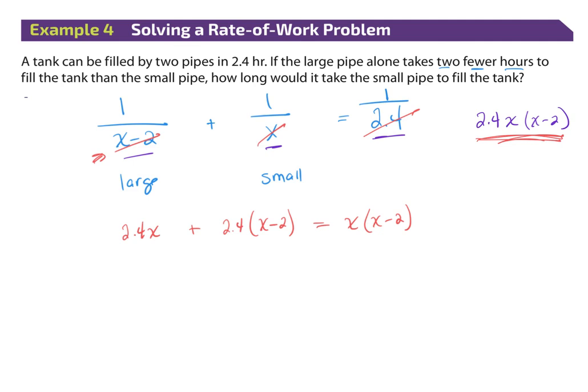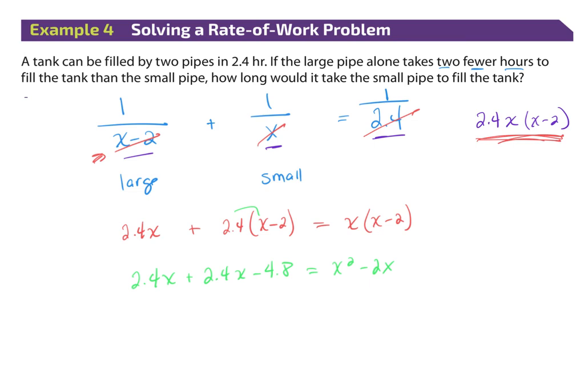So far, so good. And then I'm just really going to solve. I mean, this doesn't simplify. We just have 2.4x. Distribute here: 2.4x minus 4.8. And over here, we have x squared minus 2x. By the way, for those of you who would spend 17 hours trying to factor this, when you have decimals, just use the quadratic formula, okay? We're going to get everything to one side, and then we're going to use the quadratic formula.